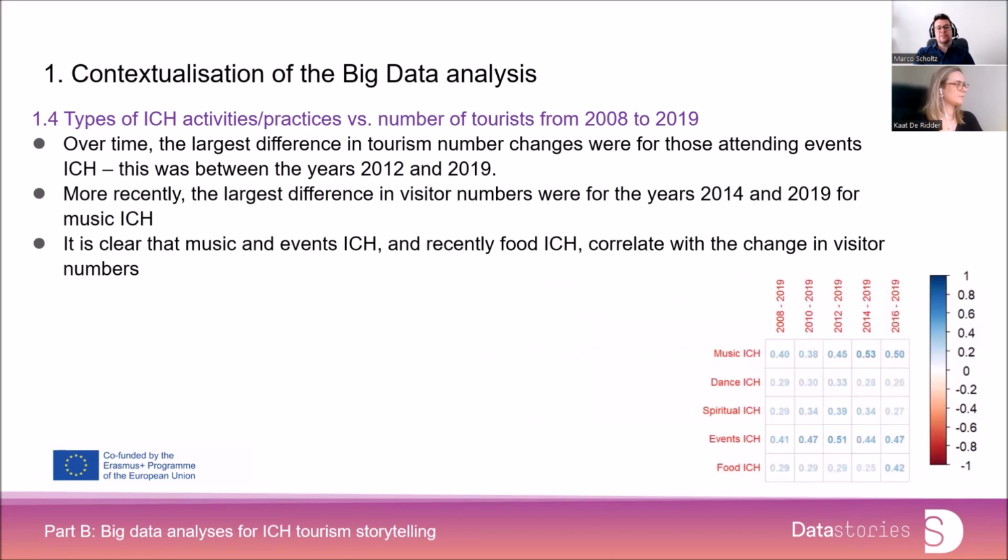Then the types of ICH activities or practices versus the number of tourists from 2008 to 2019. So, like in the second analysis, we're also looking at the change in tourist numbers between the two years. And here it's also clear that music ICH and events ICH had some of the biggest changes, but here music had the biggest change, or biggest correlation, between 2014 and 2019, and also between 2016 and 2019. So it's clear that it's mostly in more recent years that these played a very significant role.